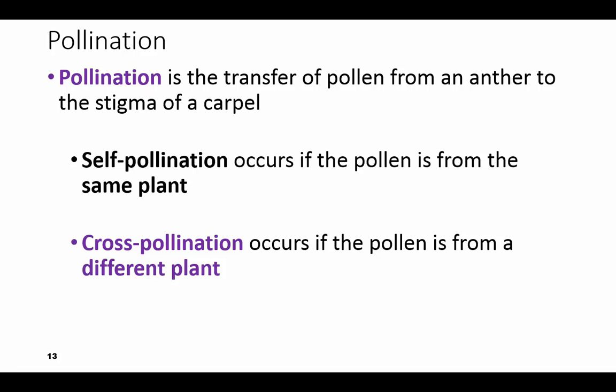So pollination is when that pollen from that anther lands on the stigma of the carpel. If it's self-pollination, the pollen came from the same plant. If it's cross-pollination, it comes from a different plant.